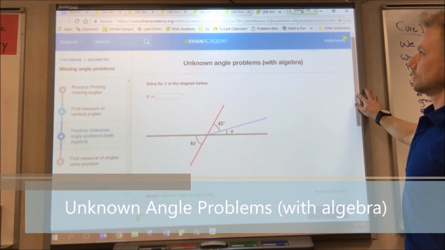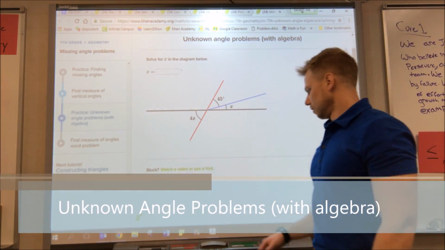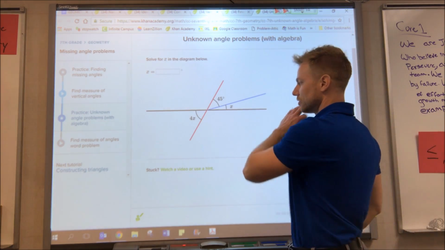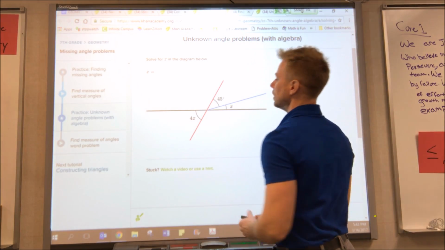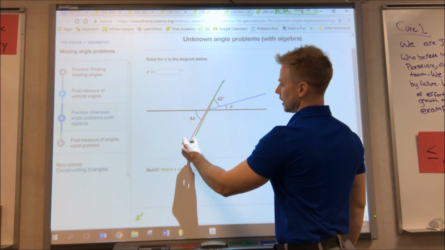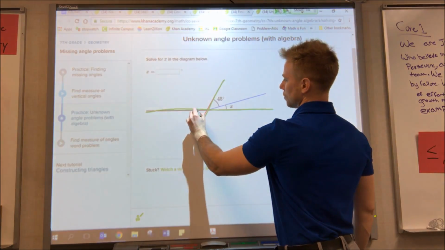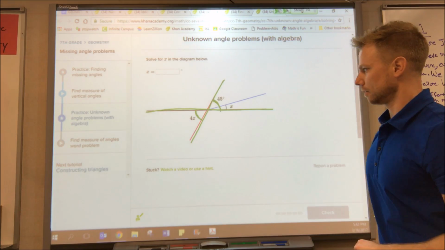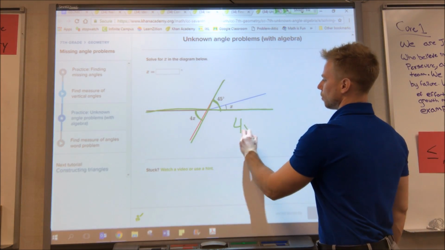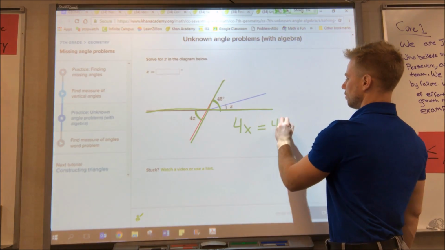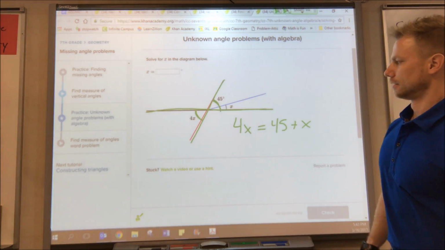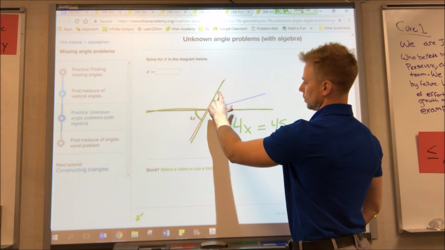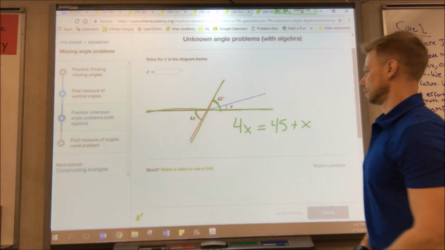All right, solve for x. Okay, this is going to test our knowledge of what we know about our angles. Hopefully you can see that the blue and the black lines make vertical angles. So that means this angle is going to be the same as both of these angles together. So what we end up with is 4x is equal to 45 plus x. Okay? All of this between the red and the black is equal to what's between the red and the black, which is both of these.